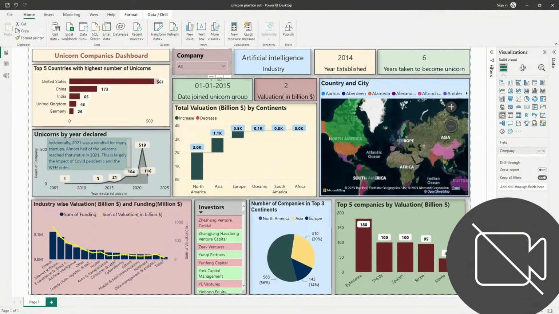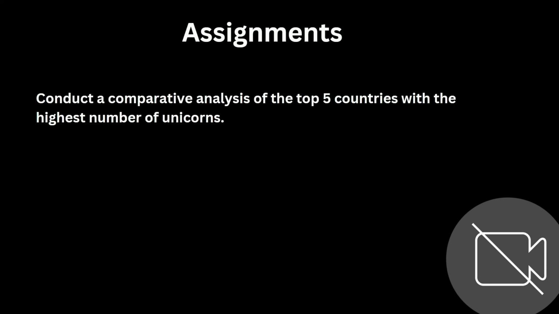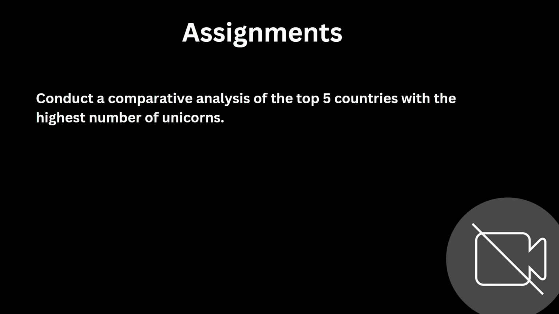Our project is complete. Now we are going to discuss the assignments that you have to do by yourself. So let's start. The very first assignment that I have given you is to conduct a comparative analysis of the top 5 countries with the highest number of unicorns. Based on the stacked bar chart, analyze and compare the number of unicorns in each country, their industries and valuation. Identify key similarities and differences in the startup ecosystem in these countries.